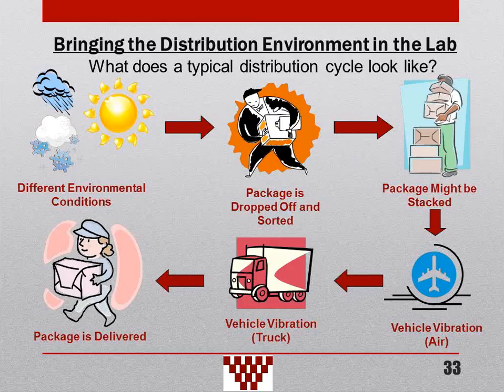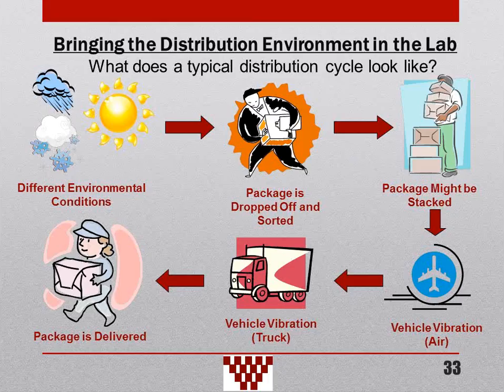Following that, a package might be shipped via air, but I guarantee it'll be shipped via truck, because the truck is always the final leg of the supply chain. Everywhere it goes, all products go through truck. And then finally, the package is delivered. And this is, quote unquote, what a real-world distribution cycle looks like.